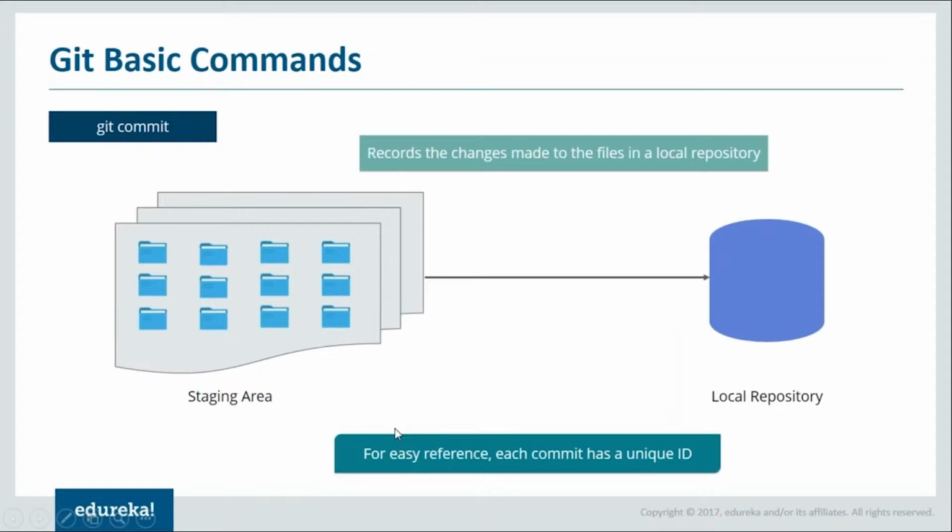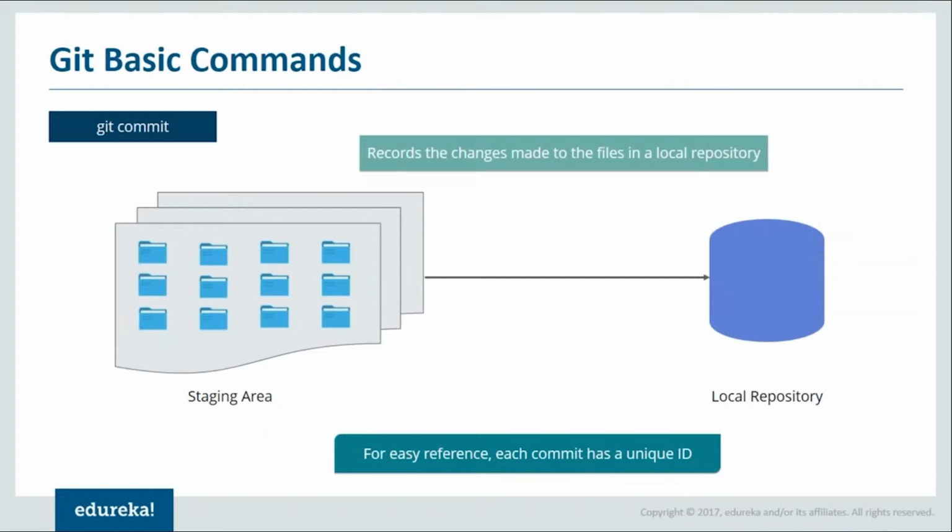Now we are going to see the git commit command. So git commit basically records the changes made to the files in a local repository. So you have all the modified files in the staging area. When you make a commit, it'll basically record the changes that you have made to the files in that local repository. And for easy reference, each commit has a unique ID.